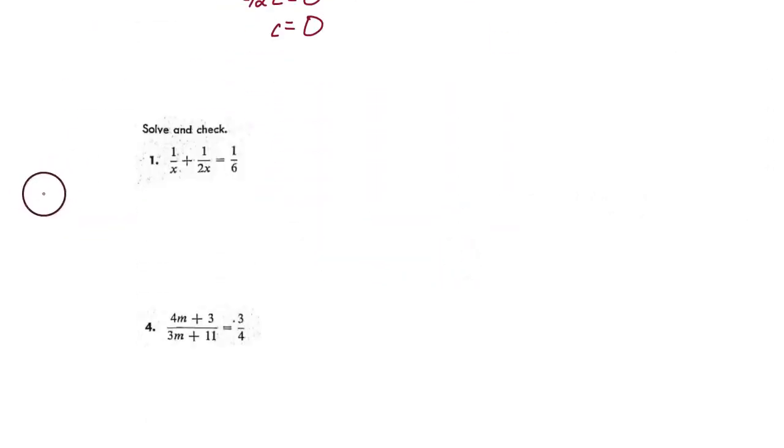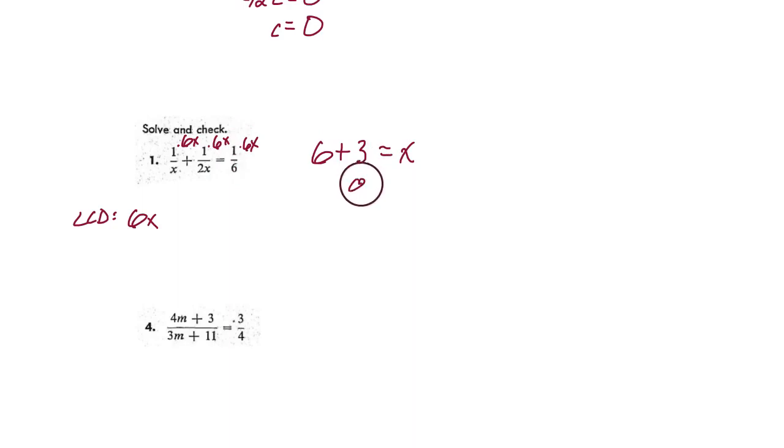Next one's very similar. We want to times by the LCD. So in the denominators, between 2 and 6, use 6. And there's even some x's, so you need an x. So times by 6x, times by 6x, times by 6x. The x's cancel, leaving 6. 2x goes into 6x 3 times. And over here, the 6's cancel, leaving x. So we have 9 is equal to x.